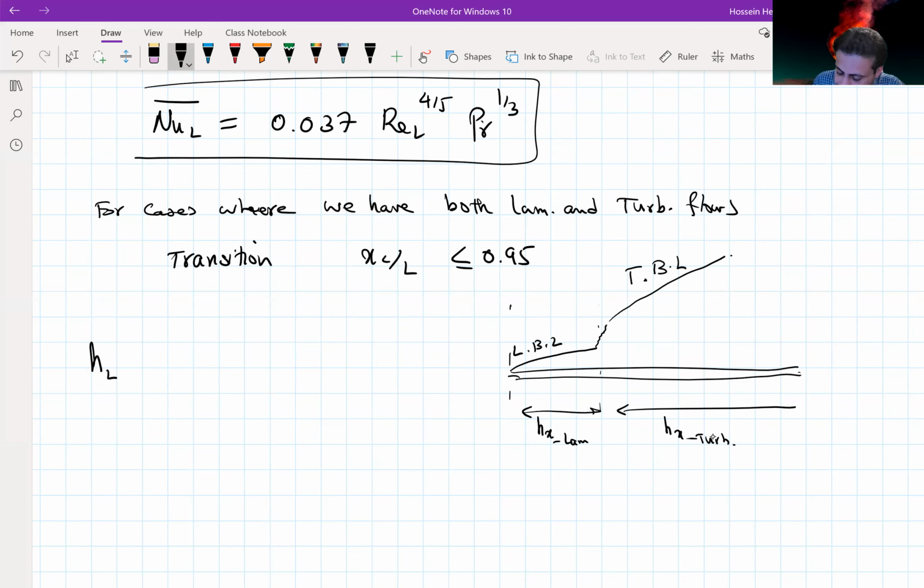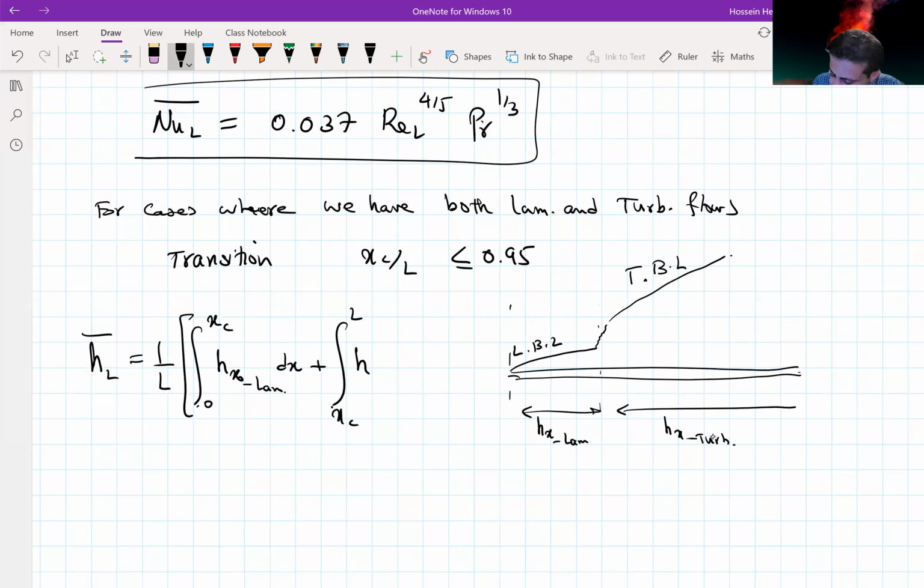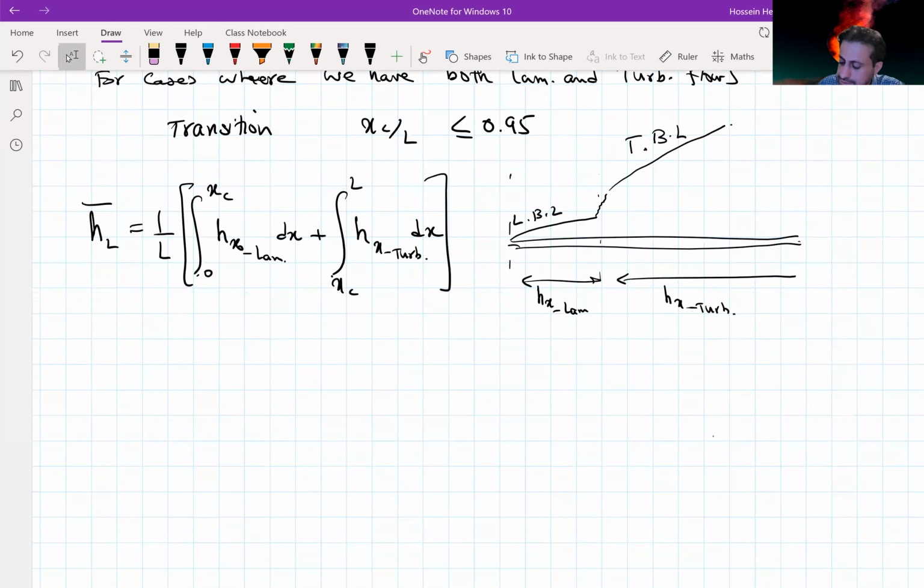And we can get the average of HL, which is going to be 1/L integral of 0 to xc, to the transition point. And for the first part, we are going to use the hx laminar for the part that is laminar dx, plus integral of, let's say, xc to L hx of turbulent dx. So we can do that. Now, if we replace the definition of convective heat transfer for laminar and turbulent, and we do the integration and change that one to the Nusselt number.